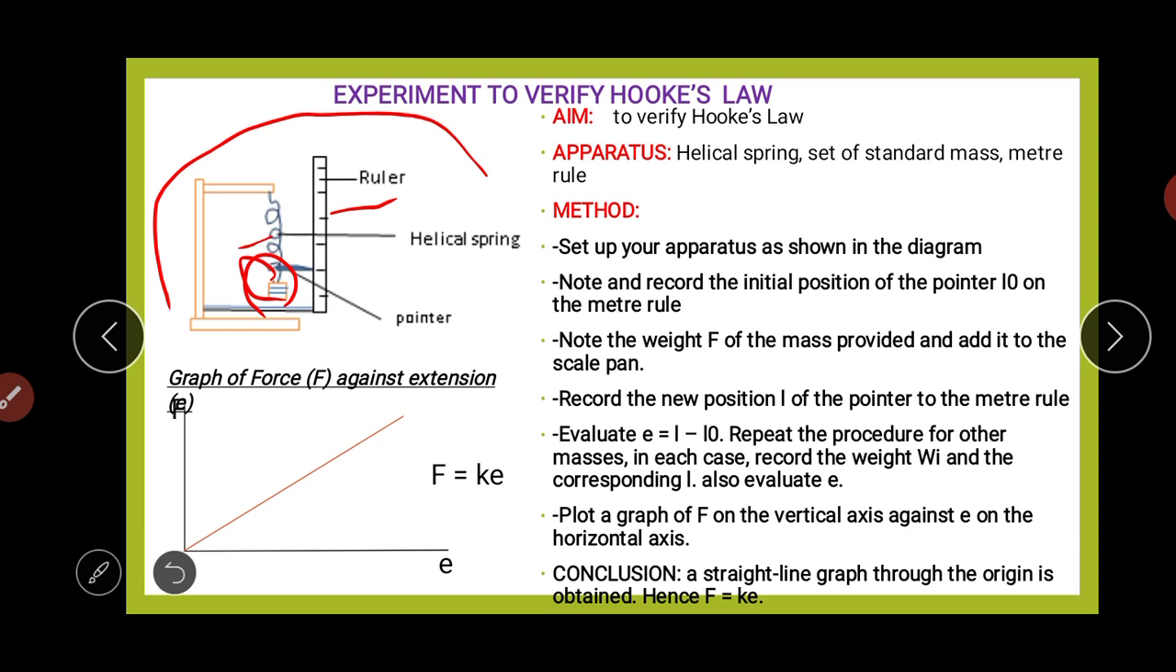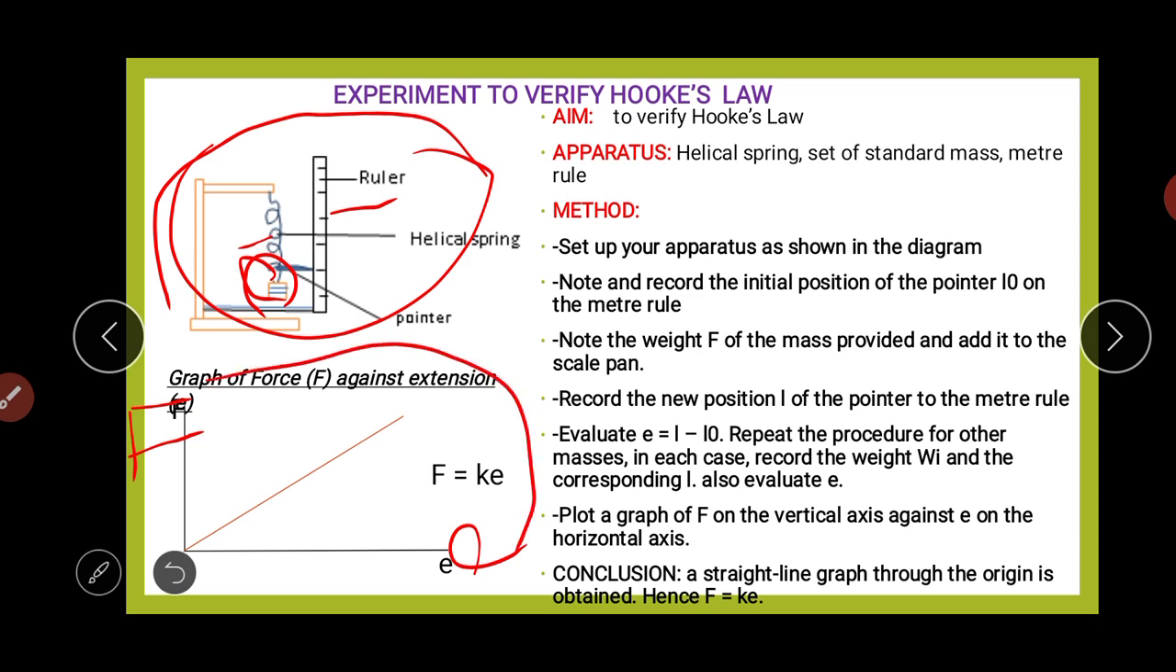If you now plot the load or the force against the extension in this apparatus setup, you're going to get the graph of what we have there. We're going to talk about this more when you get to the laboratory. This is a practical, and we can say it's better done in the lab. So when we get to the lab, we do more of this.